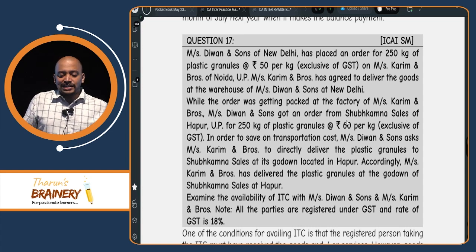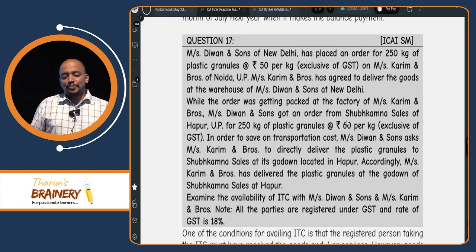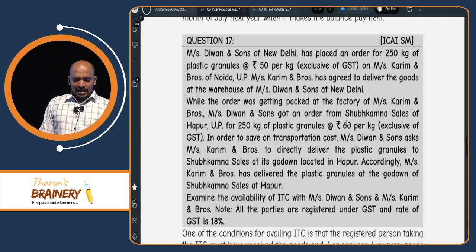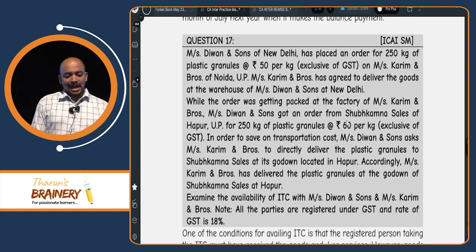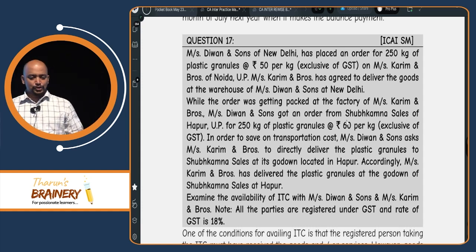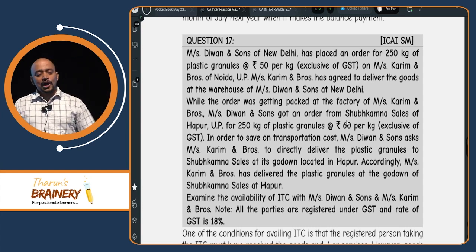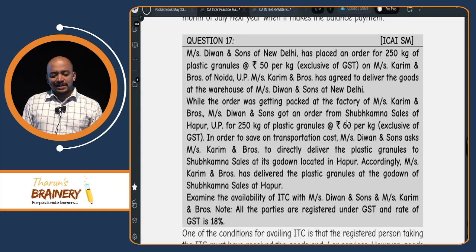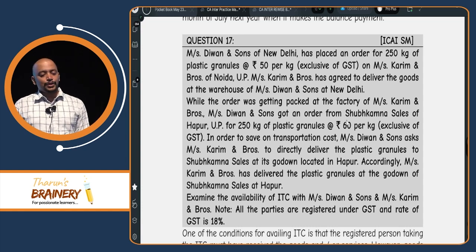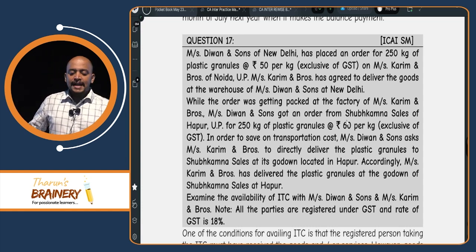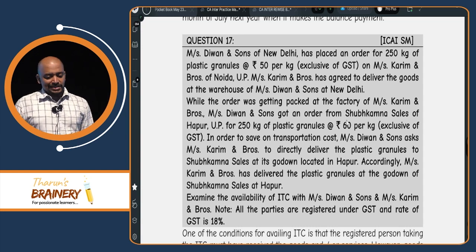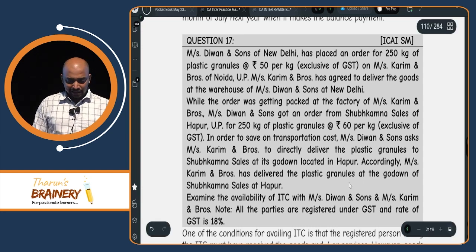And for 250 kg of plastic granules at 60 rupees per kg, exclusive of GST. In order to save on transportation cost, Diwan and Sons asked Karim and Brothers to directly deliver the plastic granules to Shubkamna Sales at its godown located in Hapur. Accordingly, Messrs. Karim and Brothers have delivered the plastic granules at the godown of Shubkamna Sales at Hapur. Examine the availability of ITC with Diwan and Sons and Karim and Brothers.